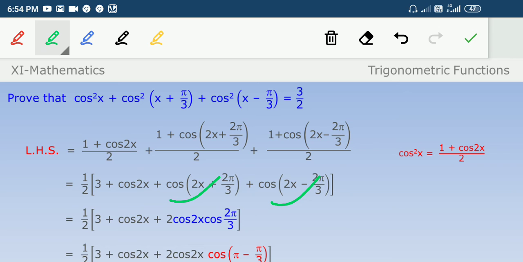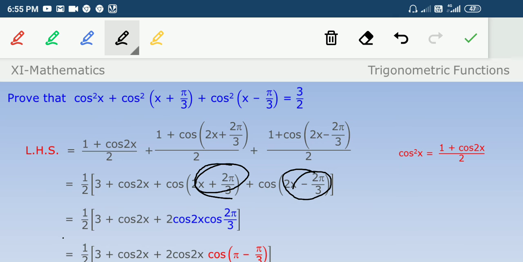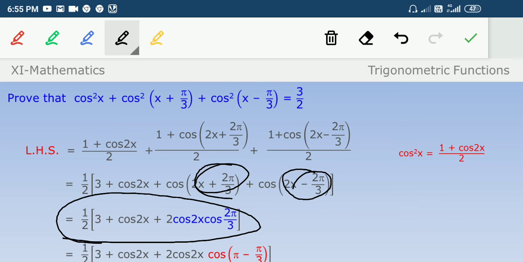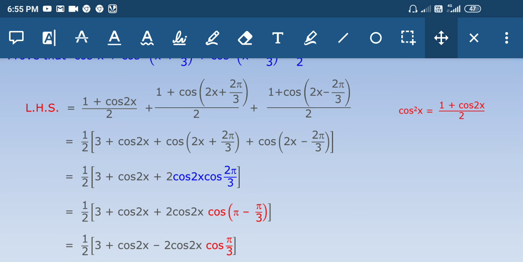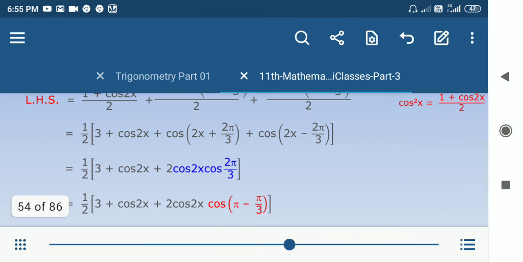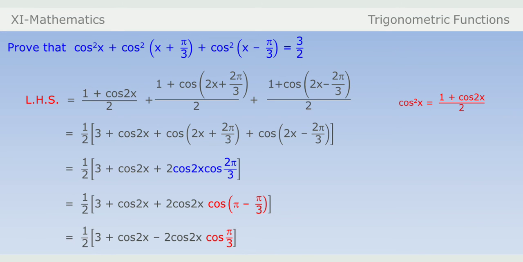2 cos of (C plus D) by 2 into cos of (C minus D) by 2. Here C is the black one, D is also the black one. C plus D you find, and (C minus D) by 2 you find, and let's see, you will get the same answer, this one. Any problem? And after that, everything will be written as earlier, no problem. So we will get 1 by 2 into 3 plus cos 2x plus 2 cos 2x into cos 2 pi by 3.